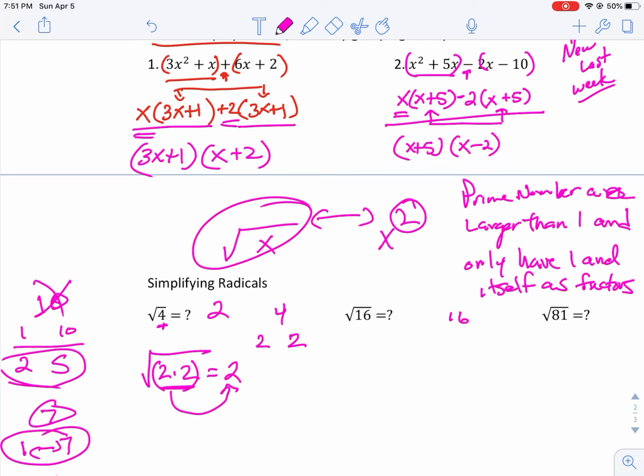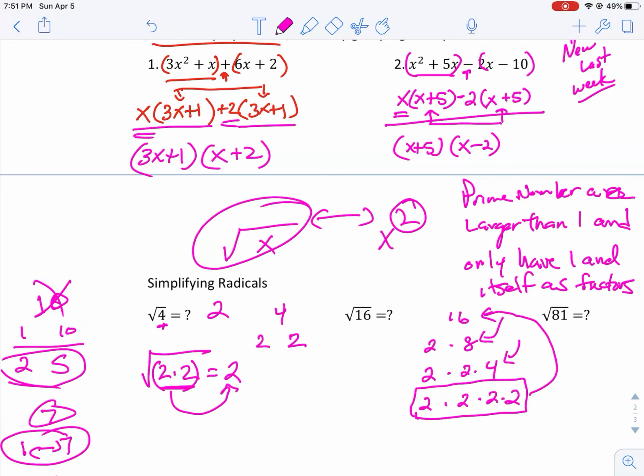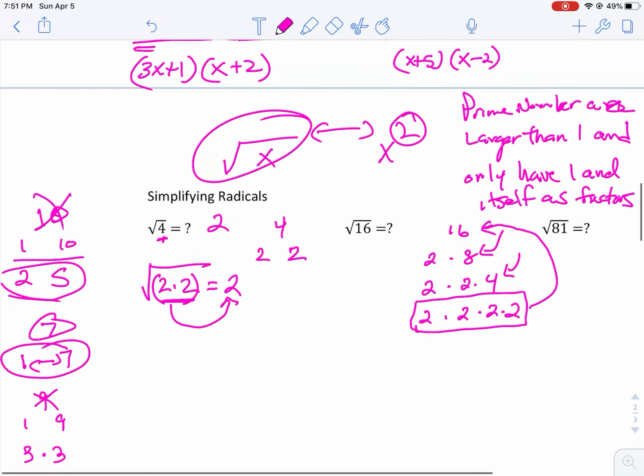I'll give you an example with the square root of 16. 16 can be broken down to 2 times 8, and then we can break that down to 2 times 2 times 4, and then 2 times 2 times 2 times 2. Remember, we didn't stop at 8 because 8 was not prime, and we didn't stop at 4 because 4 was not prime. Now all these are prime. These 4 numbers, when multiplied, give you 16.